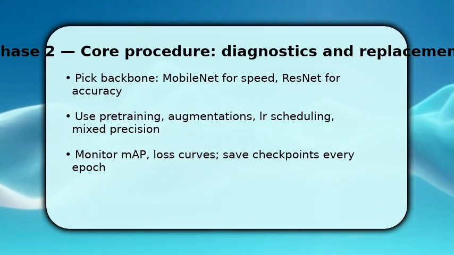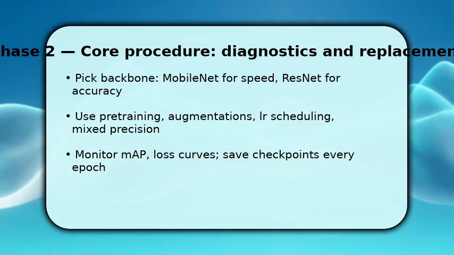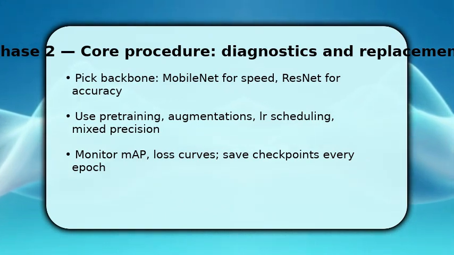Once training starts, monitor validation mAP and loss curves. Make sure to checkpoint frequently. If metrics stagnate, adjust augmentation intensity or lower the learning rate.